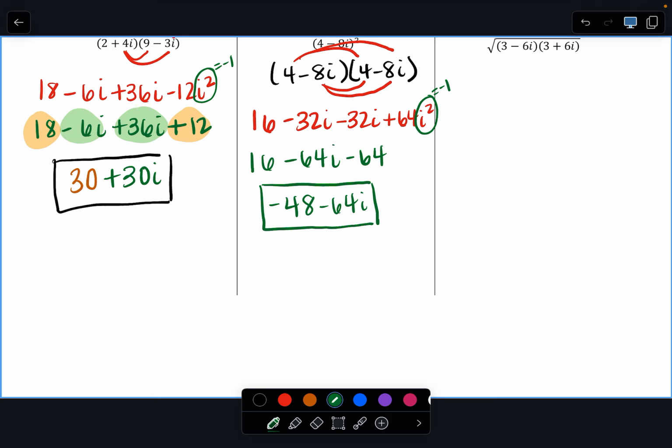Okay, underneath the radical, I want you to do the multiplication. Try doing the 3 minus 6i, the 3 plus 6i. Don't worry about the radical yet. You double distribute that, right? Double distribute that. What happened to your square root? Keep the square root. You're close.